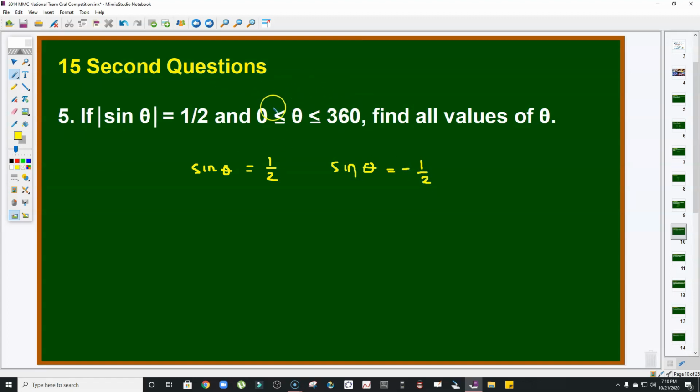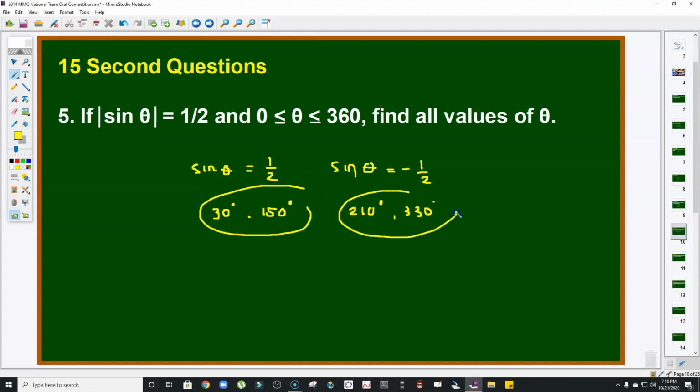Since theta runs from 0 to 360, if sine theta is 1/2, theta is 30 degrees in quadrant 1, and in quadrant 2 that is 150 degrees. Now, sine theta is negative 1/2 in quadrants 3 and 4, so that is 210 degrees in quadrant 3 and 330 degrees in quadrant 4. Therefore, in problem number 5, there are 4 answers. See that? You should know this: sine theta equals 1/2, then use the reference angle.